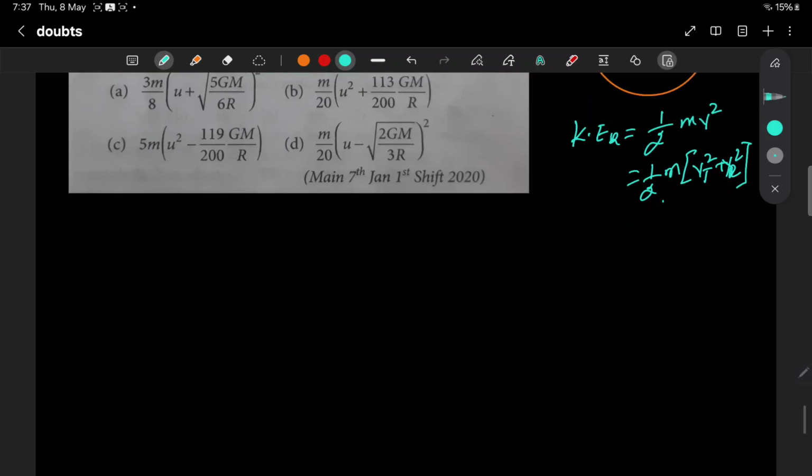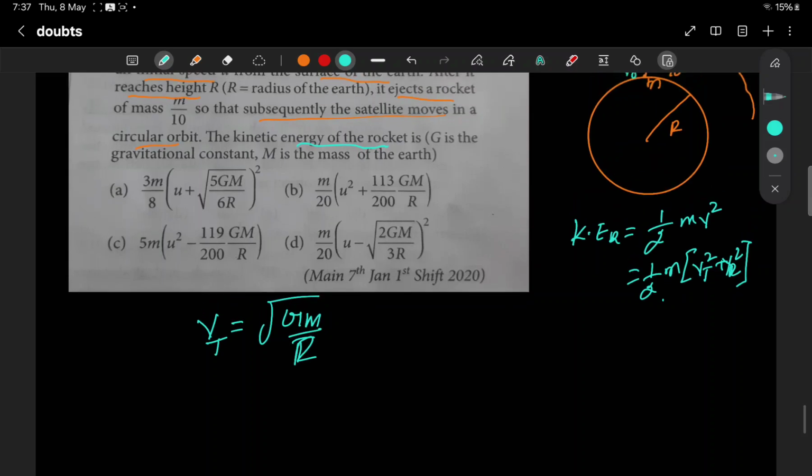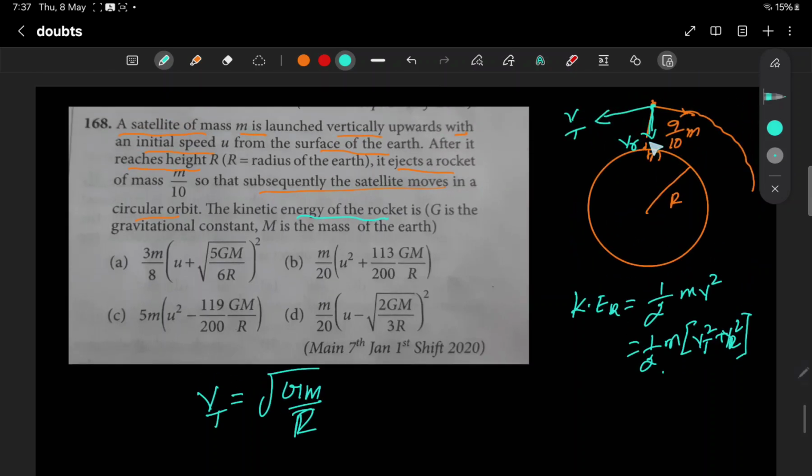First, what is the orbital velocity formula we know? That is root of gm by r. So this is nothing but your tangential orbital velocity. First we can fix the tangential velocity. Here the satellite goes up from here, right? So here it is moving in the vertical direction initially. So initially it has only vertical velocity.